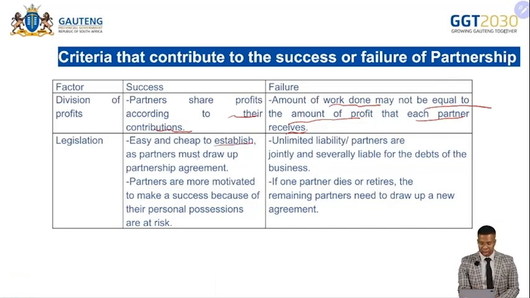And as partners, they must just draw up a partnership agreement on how they're going to share the profit and how they're going to take decisions. And then partners are more motivated to make it a success because their personal positions are at risk. So this is to say we should know that the liability of a partnership as a business is unlimited.